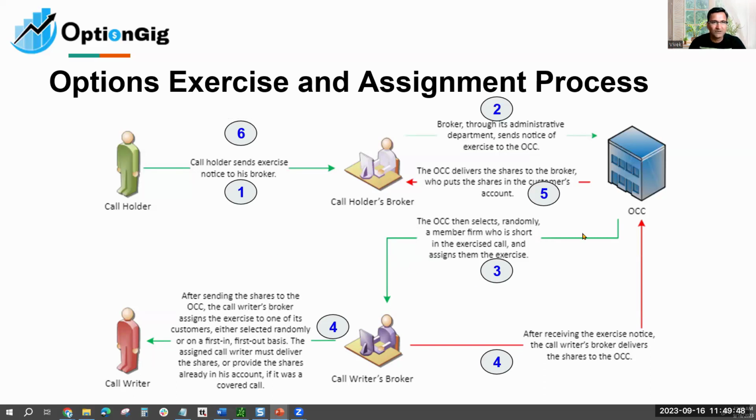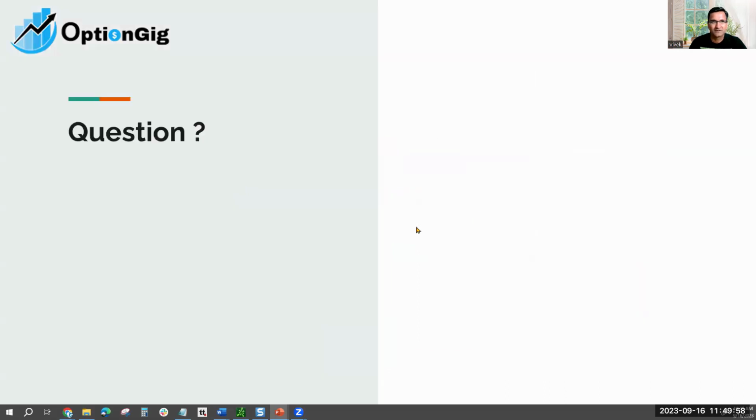So now this is how the process works. And this whole selection of who the call will be assigned to is a little random. So sometimes if I said, hey, I got assigned on the stock, you may not even get assigned on the stock for a few days. Right?